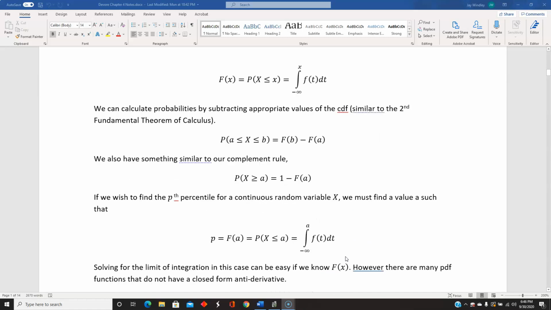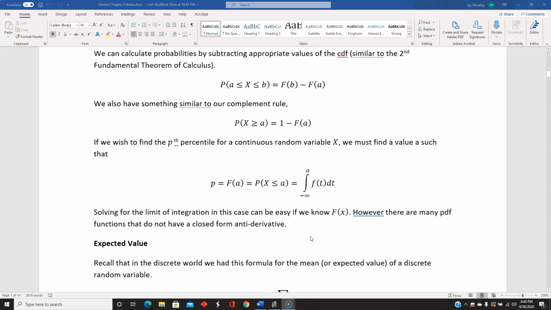And percentiles get interesting. If we want to find the pth percentile, you've got to find a value A such that the integral from negative infinity to A of your PDF is P. So that means you're solving for a limit of integration. Now, sometimes that can be kind of nasty, but if it's easy to find the antiderivative of this function, then usually we'll get something that we can solve for A. We'll see that in a problem coming up in a little bit.